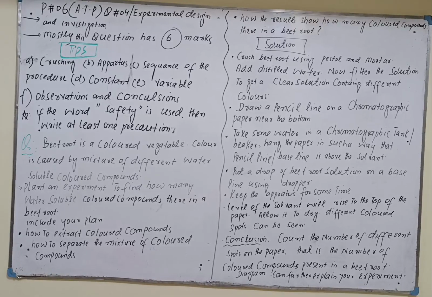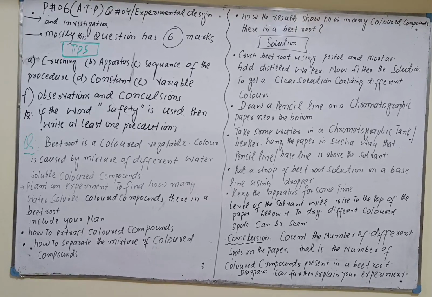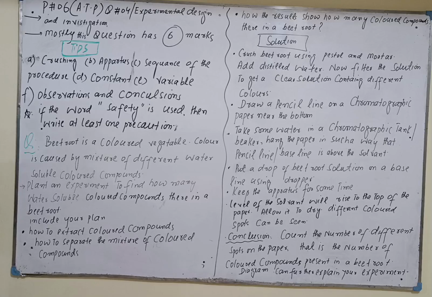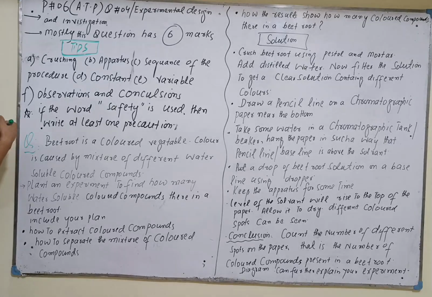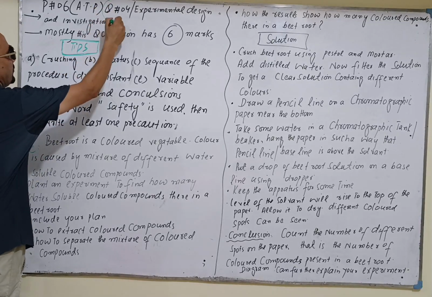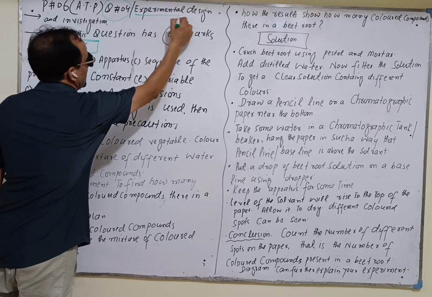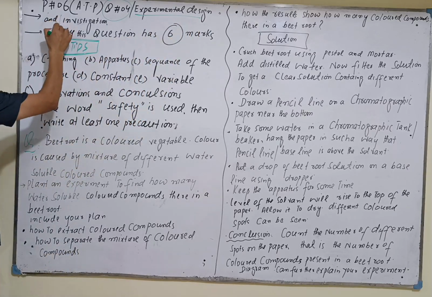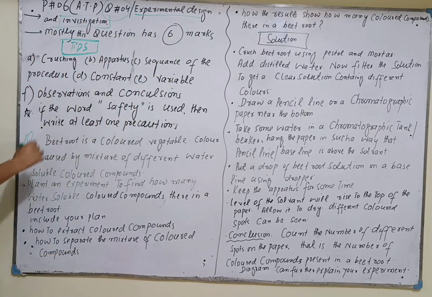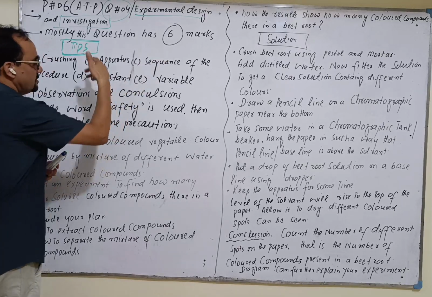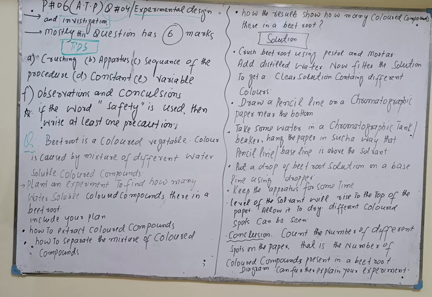In this video, we are going to discuss a very important question of P6 ATP, and that is question number 4, the last question of this paper. That question is about experimental design, or you can say the investigation. This question has mostly 6 marks. So how to get full marks in this question?